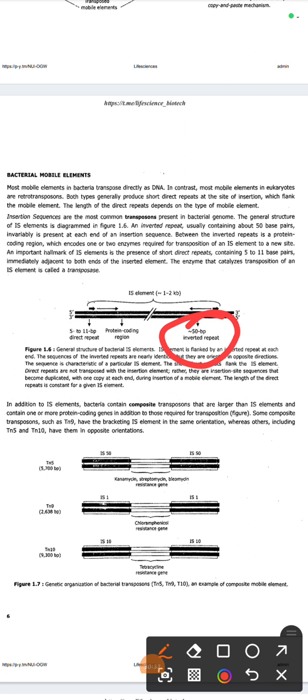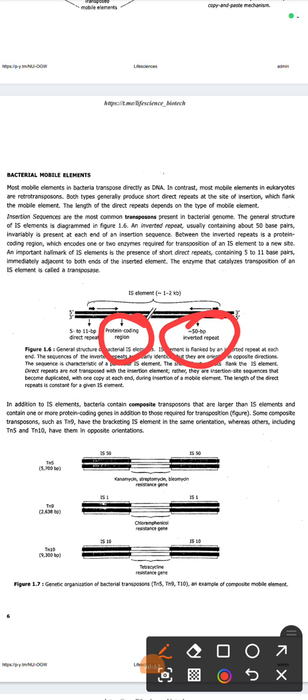Between the inverted repeats, there is a protein coding region, which encodes one or two kinds of enzymes for transposition of the IS element to a new site.